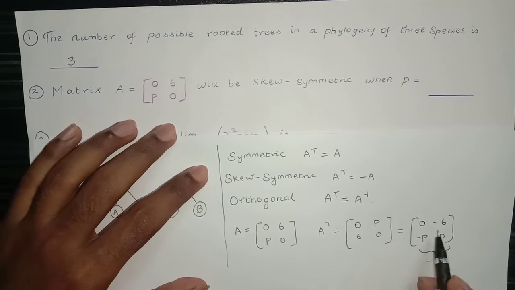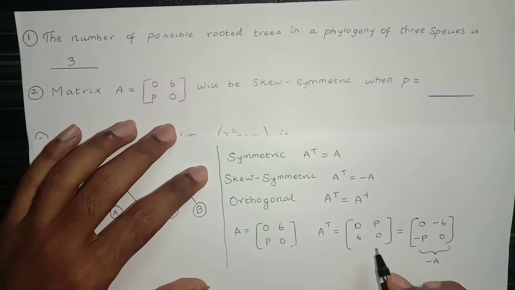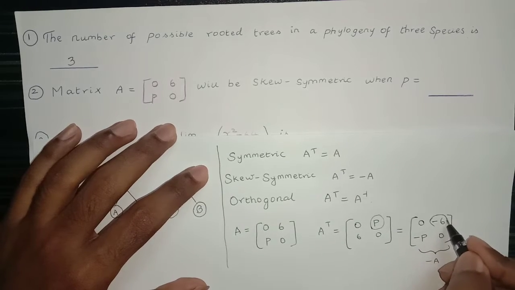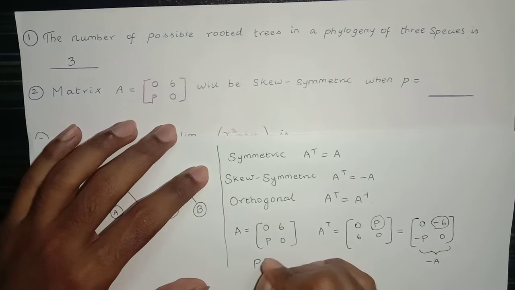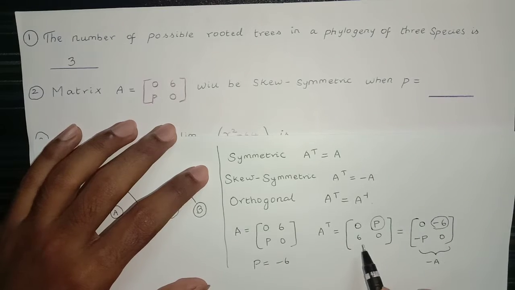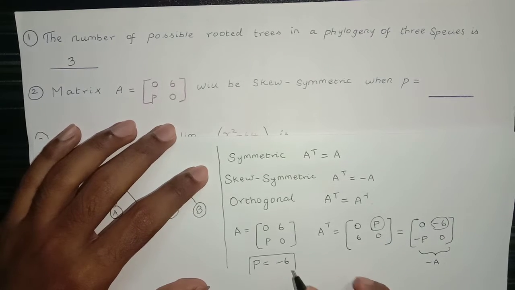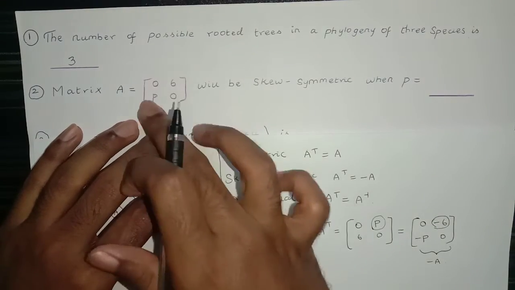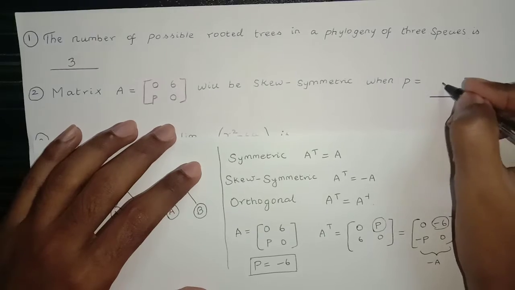And comparing these two terms, I don't know the value of P, so P is equal to minus 6. Let's verify this. Therefore 6 is equal to minus P, therefore P is equal to minus 6. So when P is equal to minus 6, the matrix becomes a skew symmetric matrix.